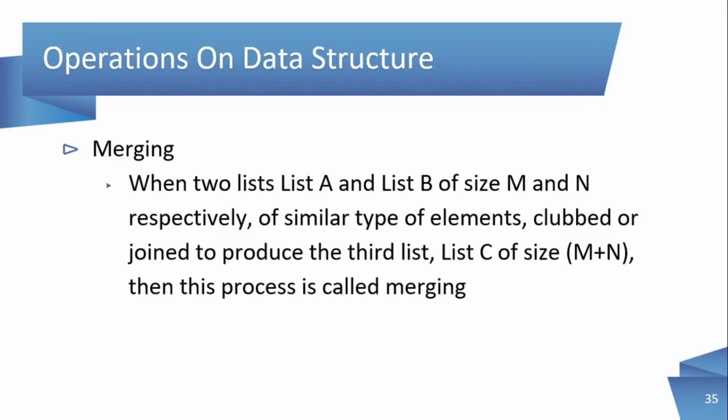Merging. When two lists, list A and list B, of size M and N respectively, of similar type of elements are clubbed or joined to produce a third list, list C, of size M plus N, then this process is called merging. Merging two arrays is similar to concatenating or combining two arrays into a single array object. We have to merge two arrays such that the array elements maintain their original order in the newly merged array.